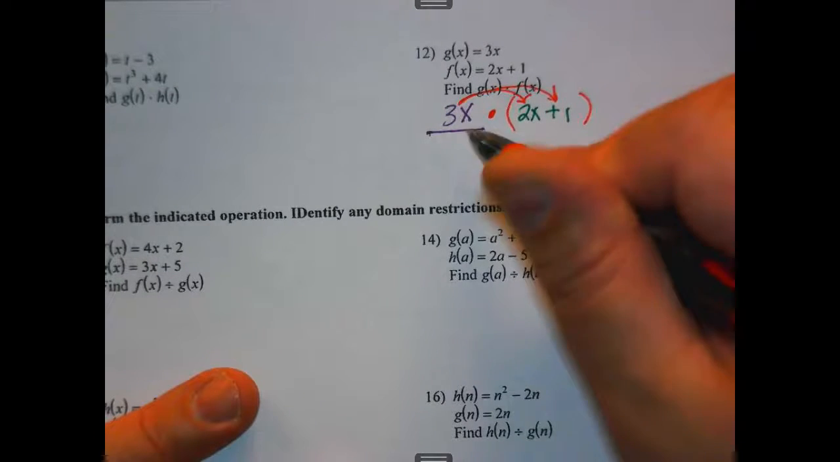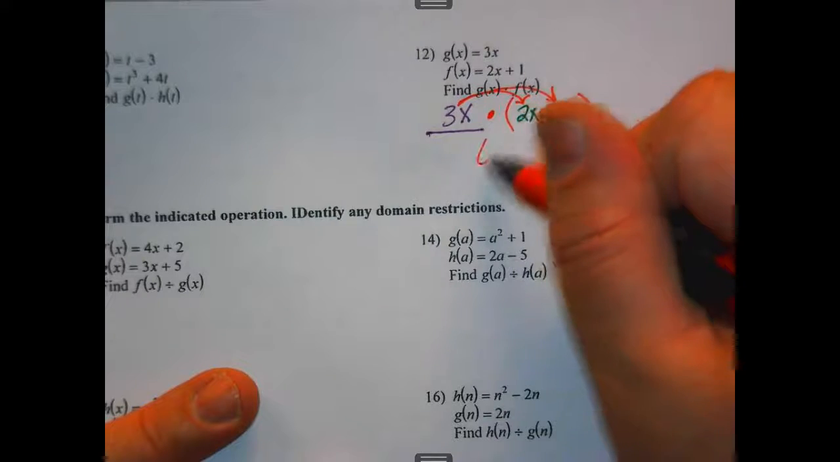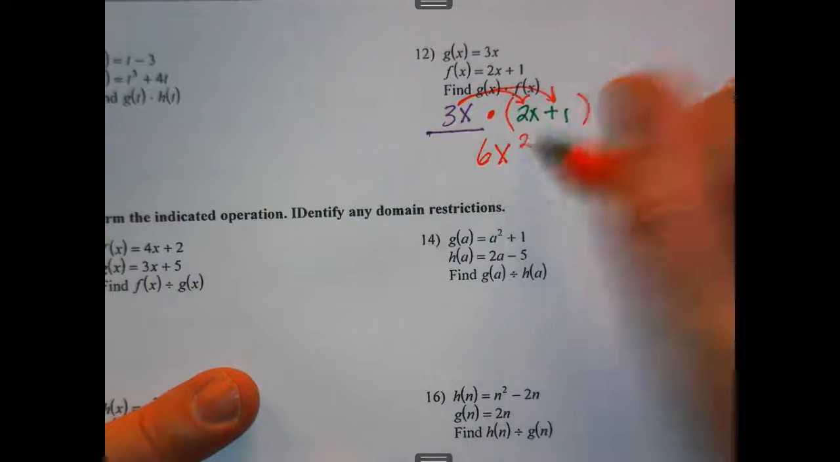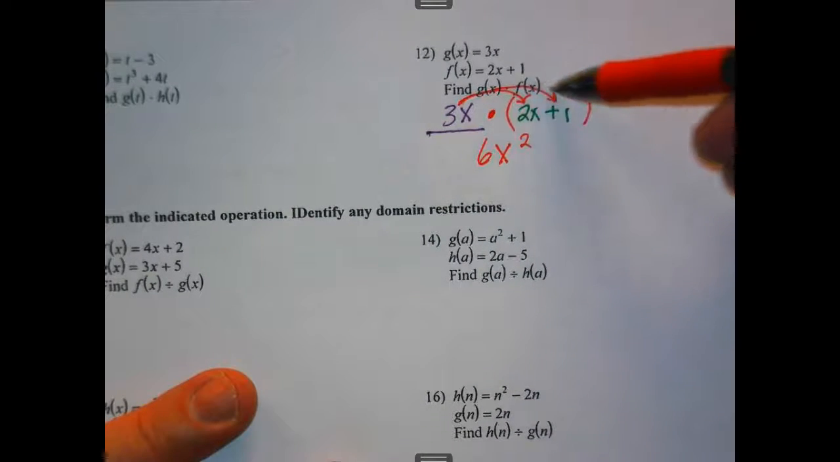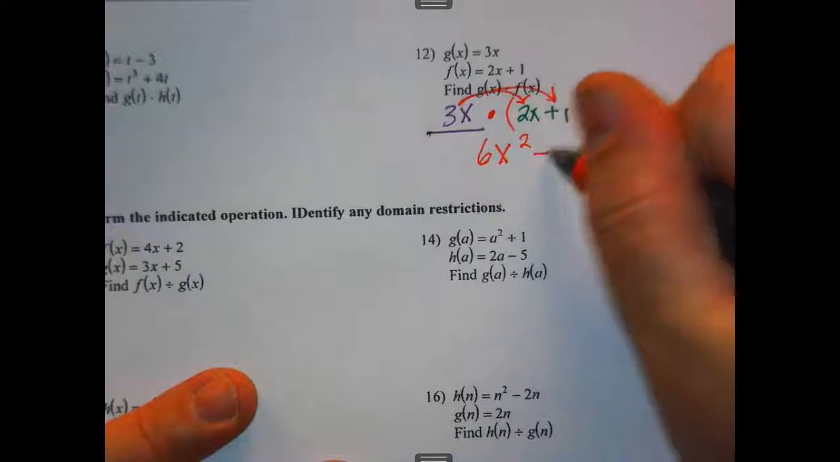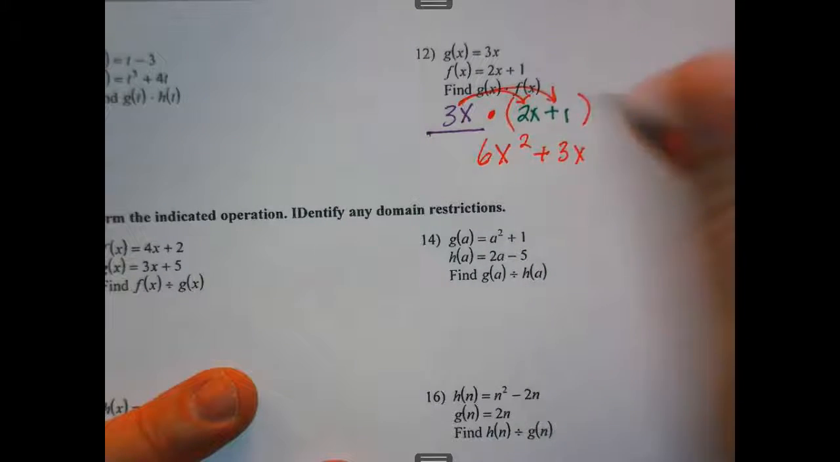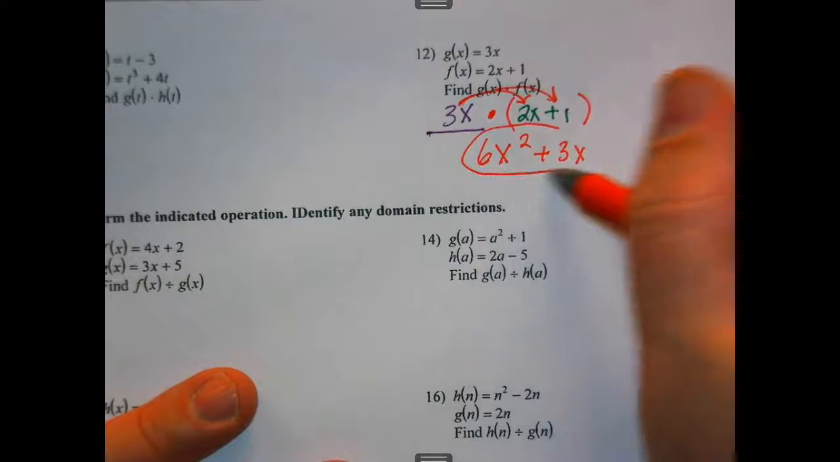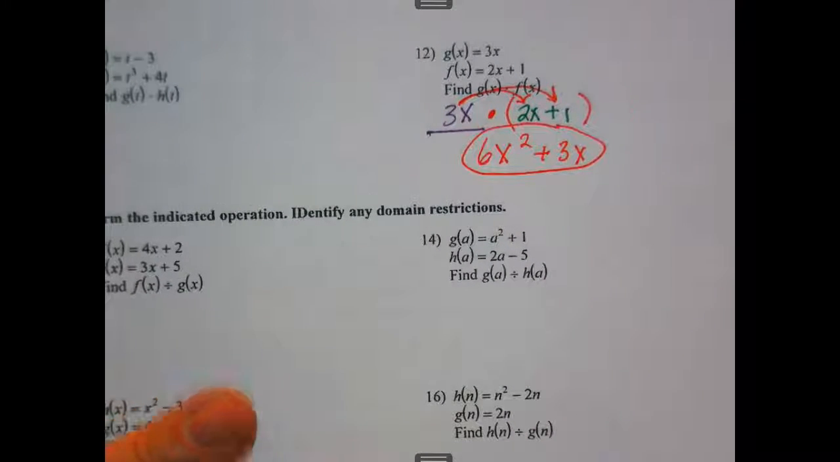All right. 3x times 2x, 6x squared. 3x times 1 is 3x. Well, we're going to do the division one next, right?